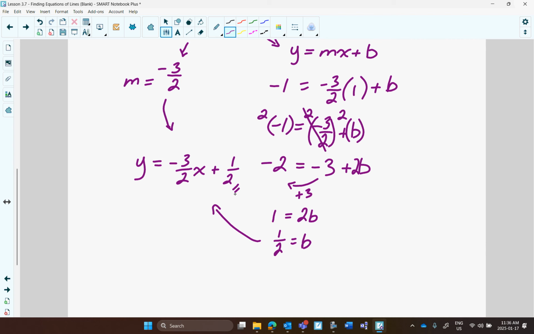So hopefully you can see how all these work. Okay, and you can see we went sort of through all the different situations you could see. But in the end, there's going to be enough information in the question that you're going to be able to find m and find b and find the equation. There'll always be enough information. Okay.